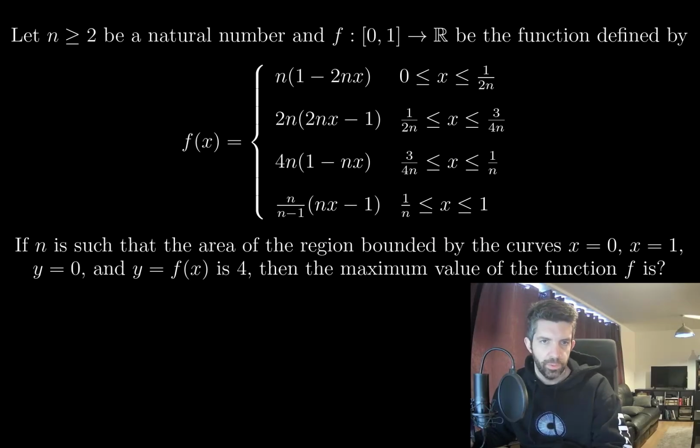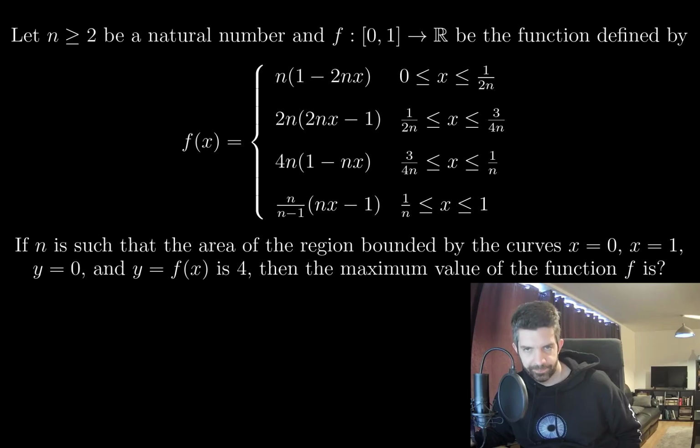Let n greater than or equal to 2 be a natural number, and f map 0, 1 to R be the function defined by f of x equals, okay, a whole bunch of different possibilities depending on the value of x. If n is such that the area of the region bounded by the curves x equals 0, x equals 1, y equals 0, and y equals f of x is 4, then the maximum value of the function f is what?